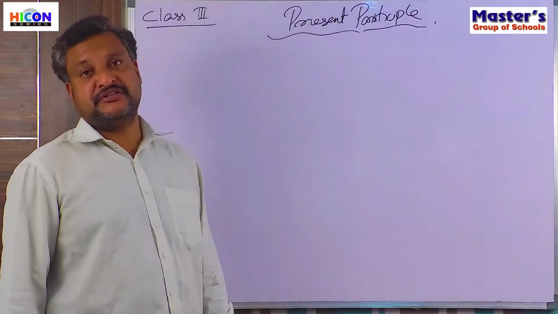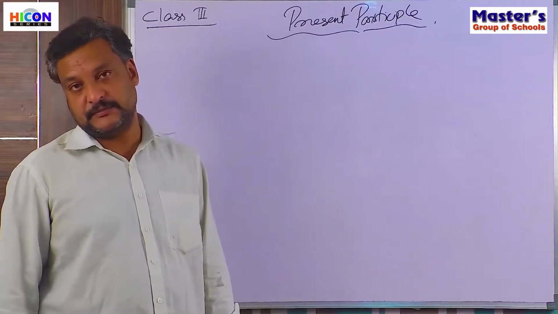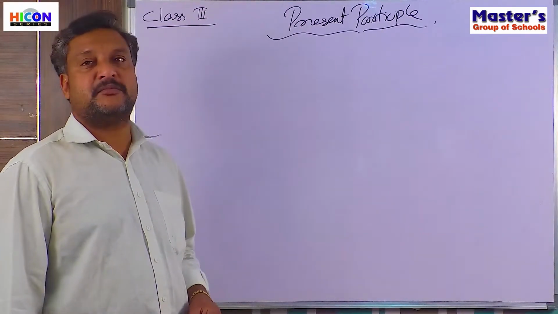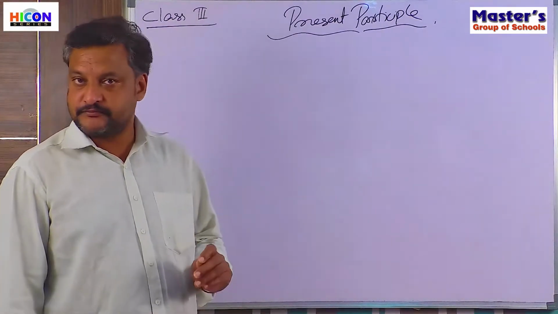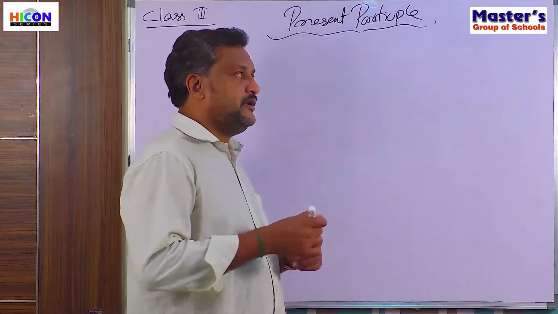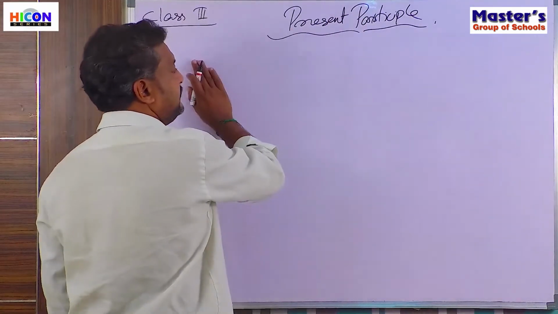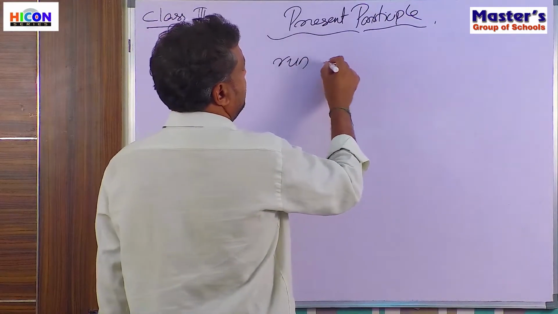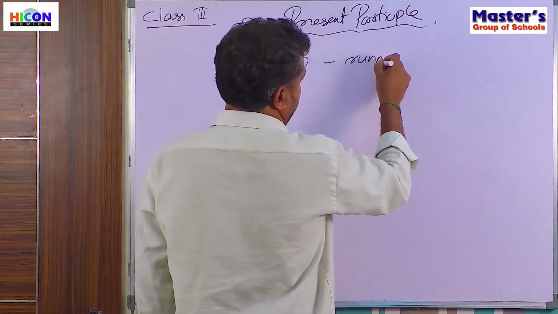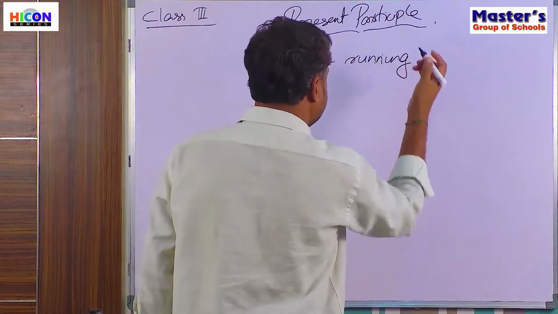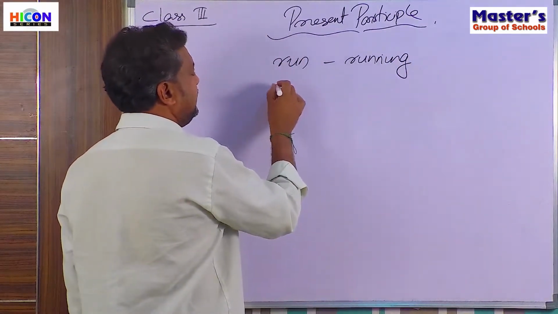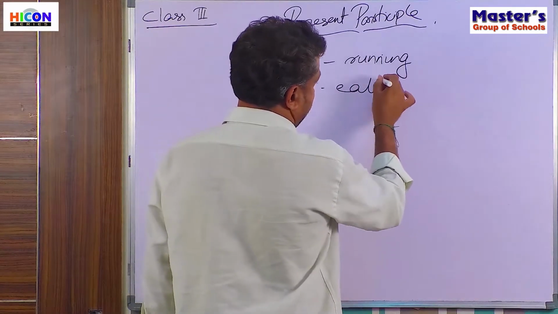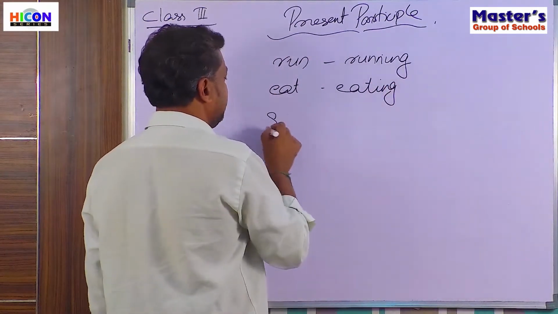The next is present participle. Present participle form of a verb is nothing else but the ing form of the verb. Okay. Any verb, for example, we have run, R-U-N-N-I-N-G, running. Eat, E-A-T-I-N-G, eating. Sleep.